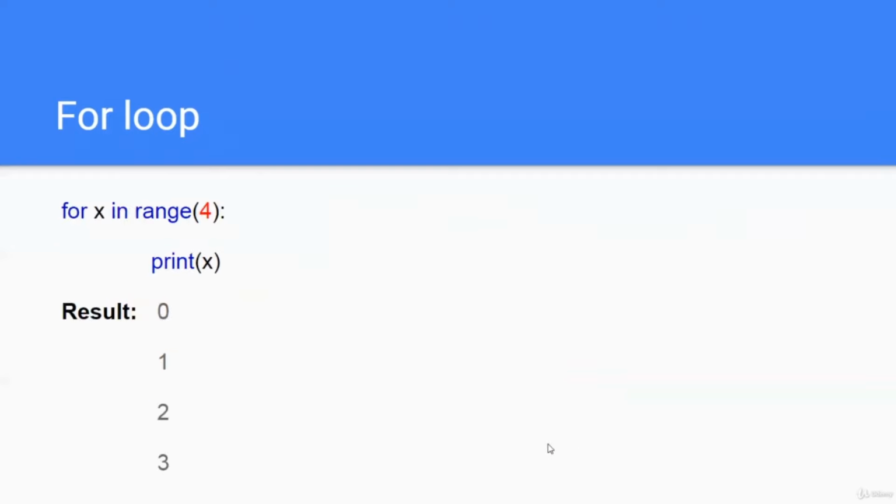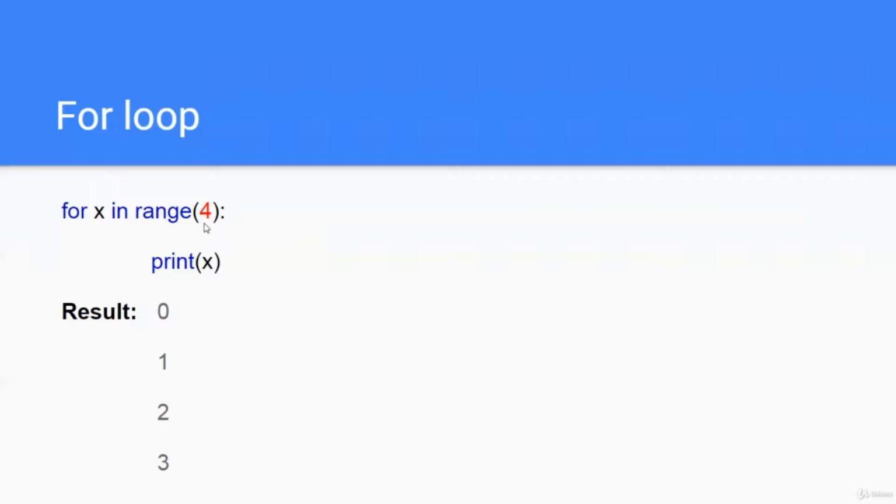Now the for loop can be used for other applications also. So if we have a range, in this case you can see that the for loop is combined with this range function. So you can see that for x in range 4, x has a range of what? 0 to 4, but 4 is exclusive. So x will range from 0 to 3.